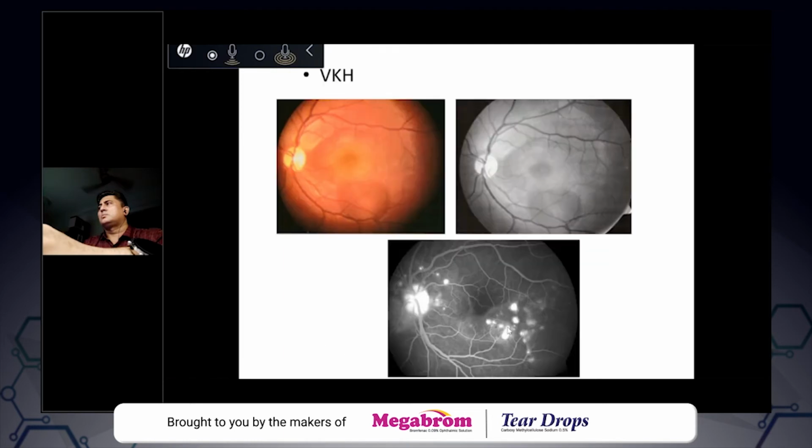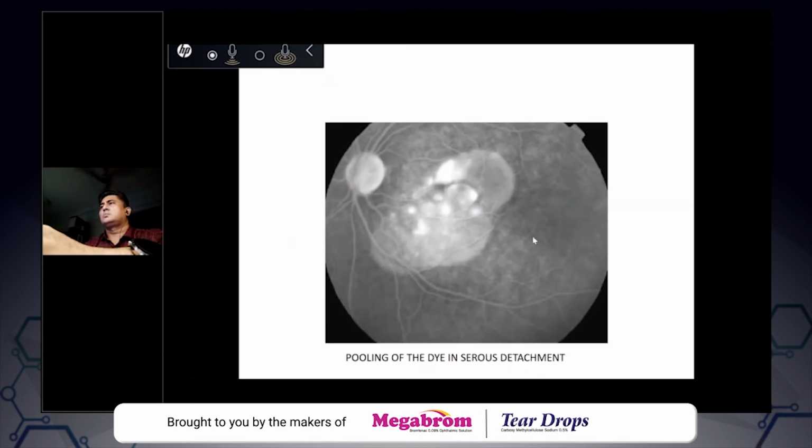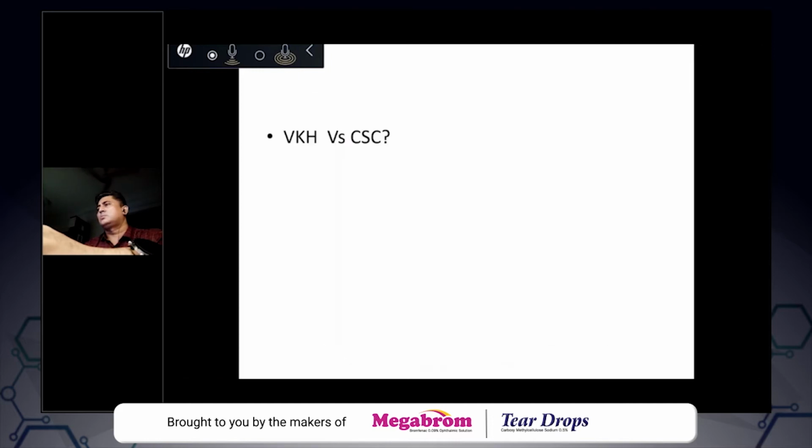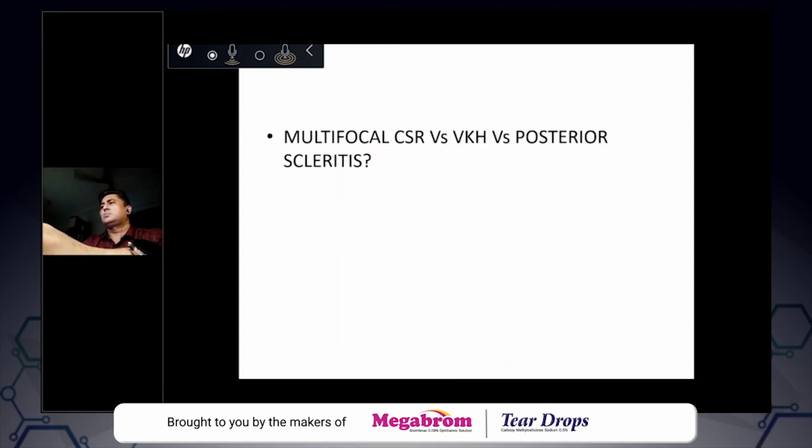Now, how do you differentiate between multiple pinpoint leaks like this and CSR? You look at the disc. Disc will be hot in PKH, but won't be hot in CSR. And another finding that will help you to differentiate PKH from CSR is this staining, this pooling of the dye in the serous detachment, which is very dense in PKH in the late angiogram films, while it won't be so dense in CSR. So that is how we differentiate CSR from PKH, multiple leaks.